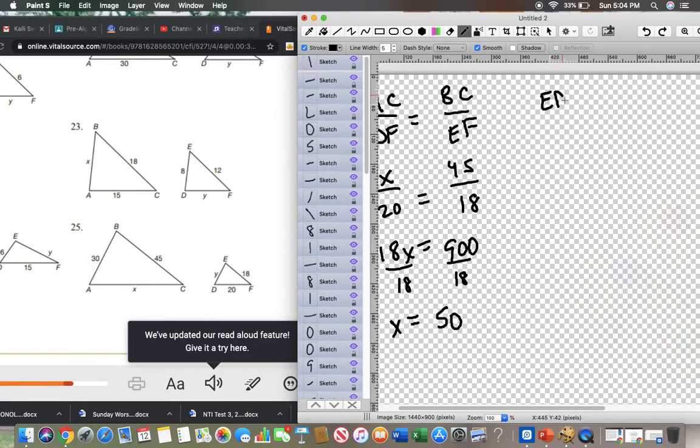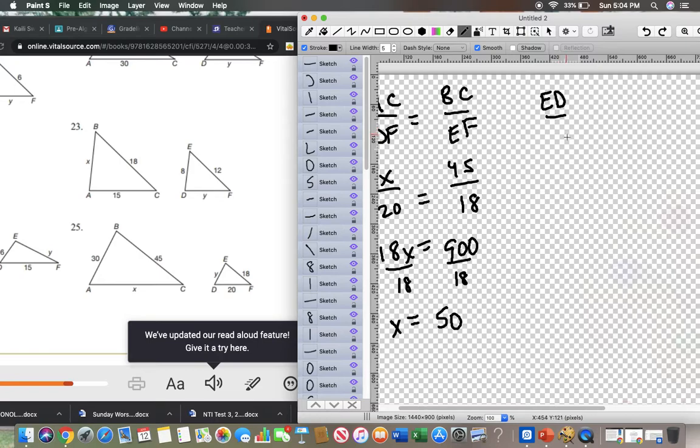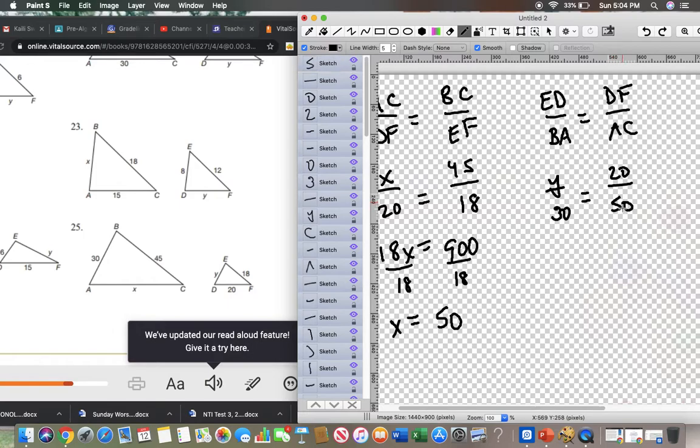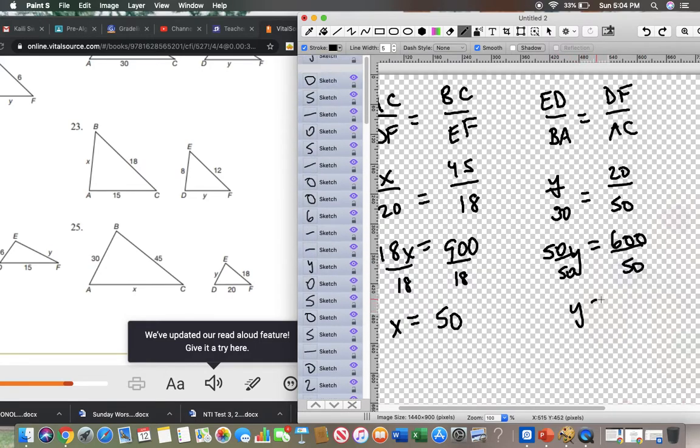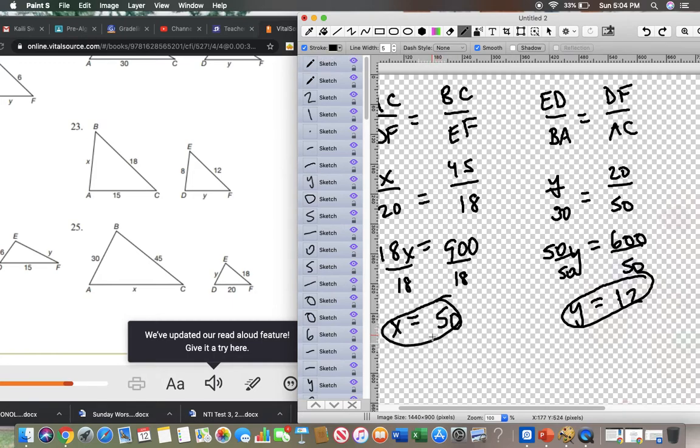So y is segment ED, and that is proportionate to the other side, other triangle side of BA. And then we've got, let's use DF and AC. All right, ED is my missing value, BA is 30, DF is 20, and AC we found to be 50. So cross multiply, 50y is equal to 600. Divide both sides by 50, and what do you get for y? y is equal to 12, and these are my values for x and y.